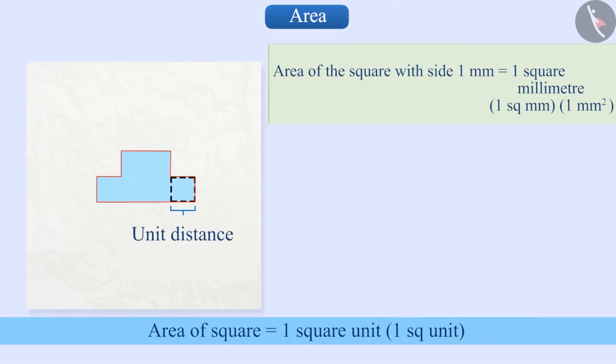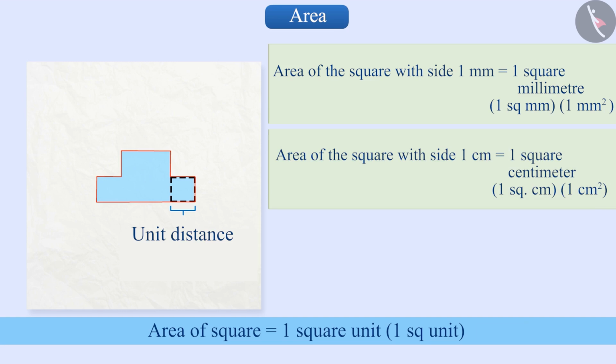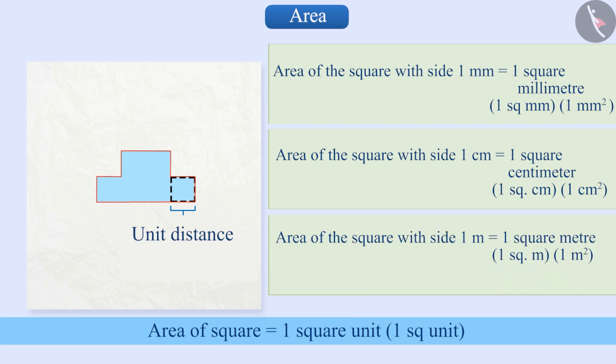For example, the area of a square with side 1 millimeter is 1 square millimeter. We represent it briefly as 1 square mm or 1 mm square. Similarly, the area of a square with side 1 centimeter can be written as 1 square centimeter, that is, 1 cm square. And the area of a square with side 1 meter can be written as 1 square meter, that is, 1 square meter or 1 meter square.